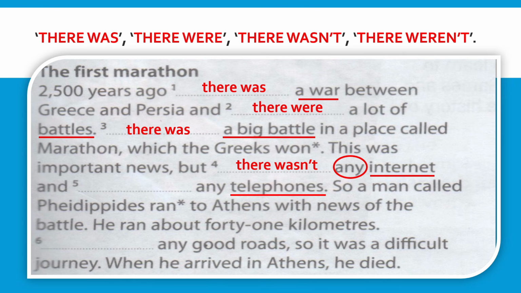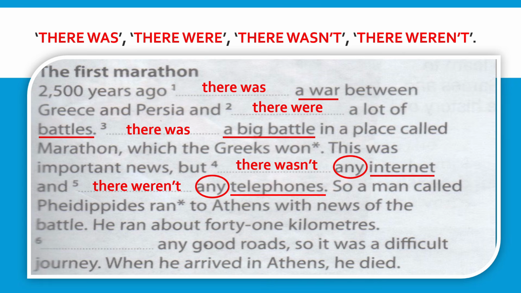And the word "any" is used as well. Therefore, we have to use "there weren't" as the answer. So a man called Philippides ran to Athens with news of the battle. He ran about 41 kilometers. There weren't any good roads, so it was a difficult journey.